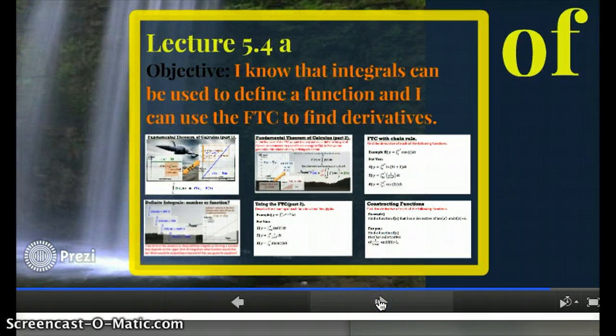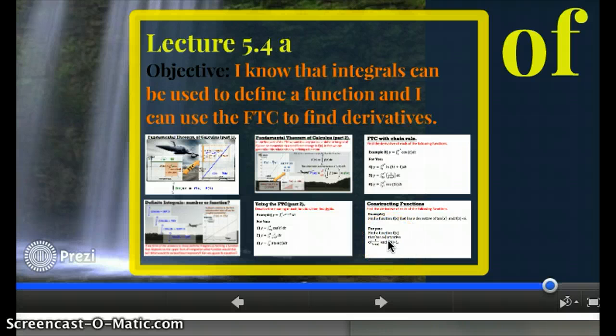By the end of this lecture, you should understand that integrals can be used to define a function, and you should be able to give me a big picture sense for what the fundamental theorem of calculus says, and you should be able to use the fundamental theorem of calculus to evaluate certain derivatives. We'll start with some big picture discussion of the ideas behind this theorem, and then we'll end with the concrete skills. I think that you'll find if you have a grasp of the ideas, the skills themselves are fairly easy.